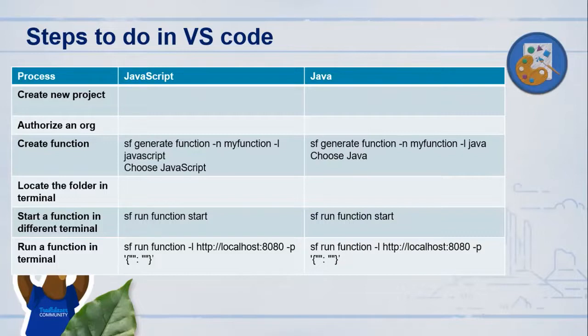Once you have finished creating your function, you should locate the folder in the terminal. Inside the functions folder, you will have your function folder, so you need to locate that. Once you locate it, you need to open two terminals. One is to start your function, and one more is to run your function. For running the function, there are three options. If your function doesn't have any input parameter, you can pass empty parentheses in the run function command. Otherwise, you have to give an input parameter with the keyword. Otherwise, you can go with a JSON file which has all the input parameters of your function. I will explain everything in detail in the demo.